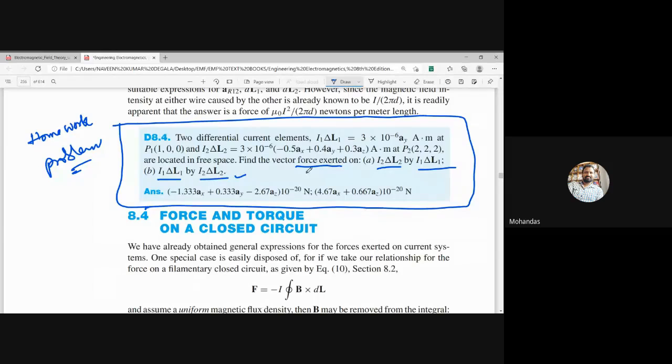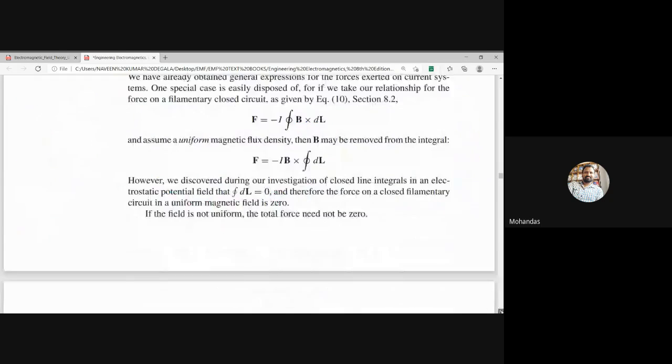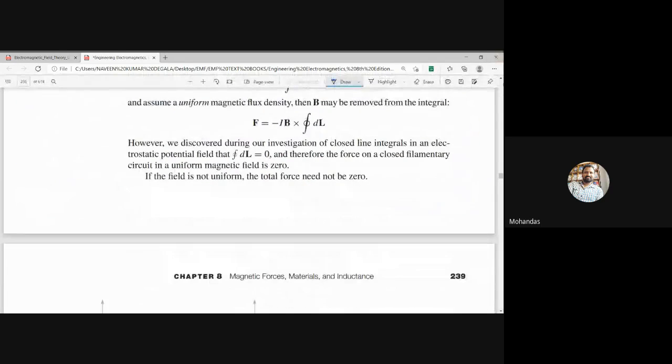So take this problem as homework and solve it. Take the screenshot, and anyway I will send the textbook, and the page number is 238. This is the Hayt textbook, not Sadiku. Hayt textbook, William Hayt. Yeah, completed.